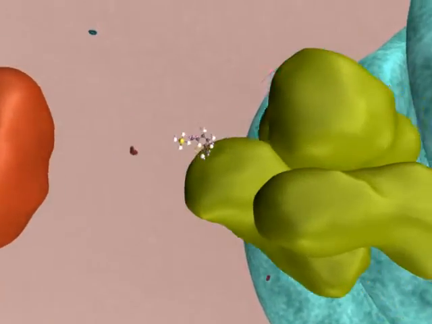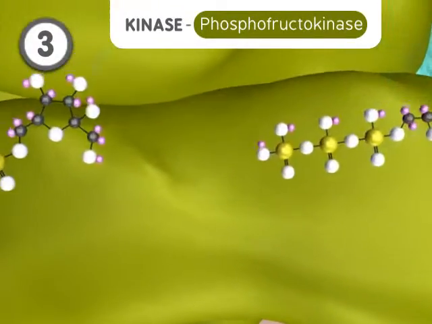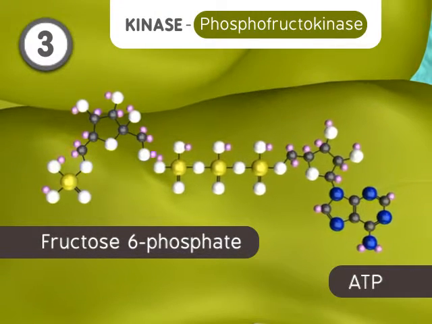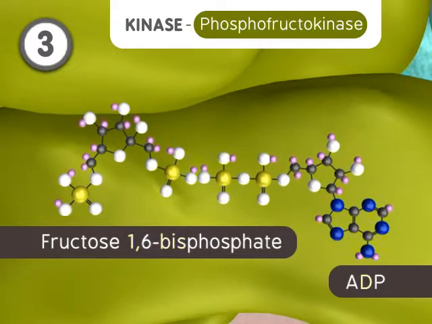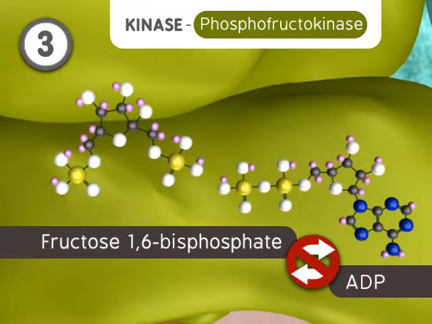Another kinase removes a phosphate group from ATP and gives it to fructose 6-phosphate to form fructose 1,6-bisphosphate. This is the second energy consumption step and an irreversible reaction.